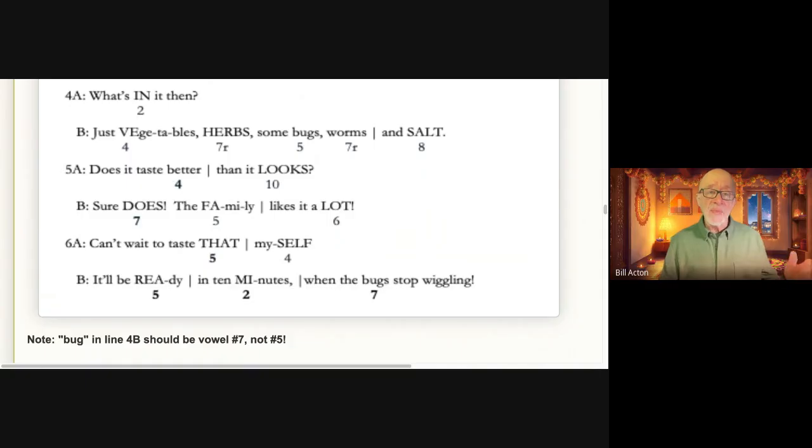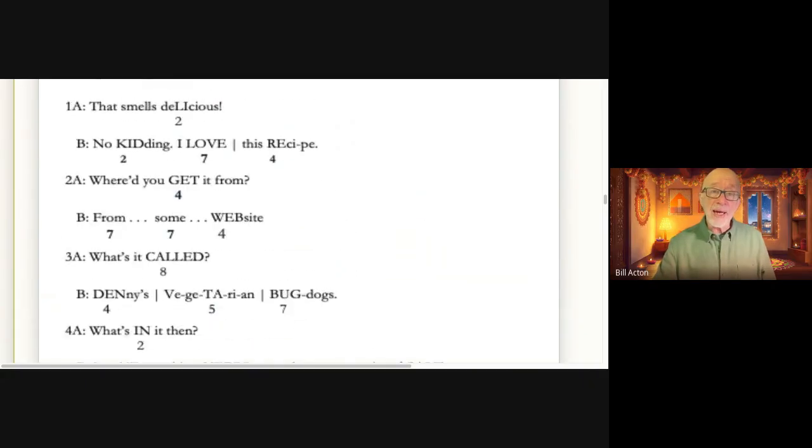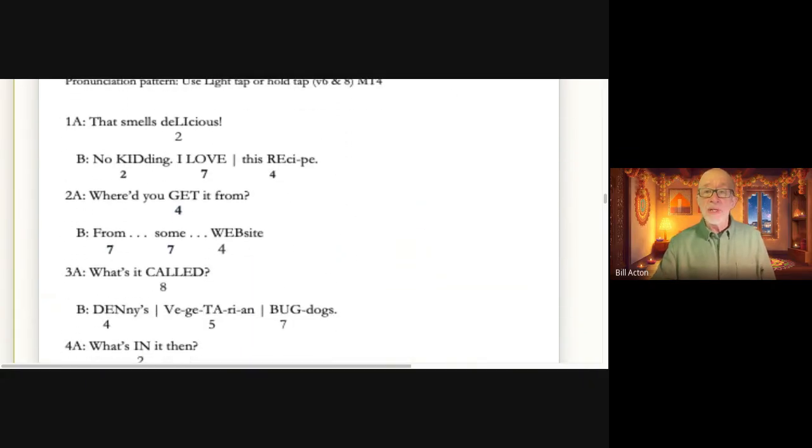Line 6A. So 5, 2, 7. It'll be ready in 10 minutes when the bugs stop wiggling. I know it's a little goofy. Now that's kind of a basic. It has all the short vowels in it. You practice them. So after you've gone through it, you practice each line, so you can get it pretty smoothly. Then you go back and go all the way through without stopping.